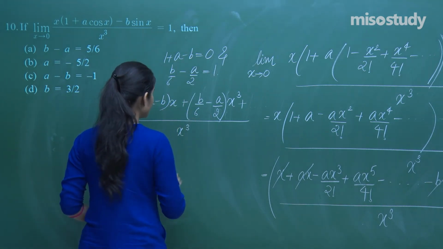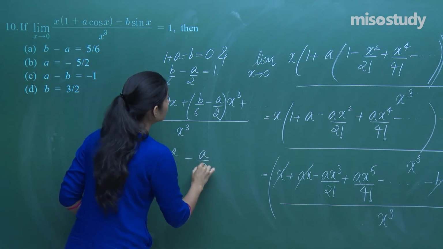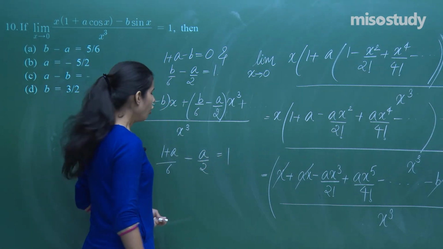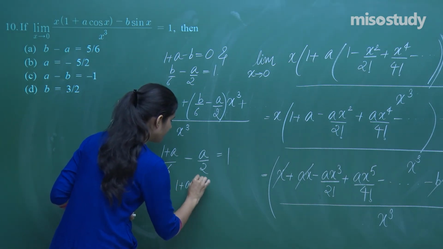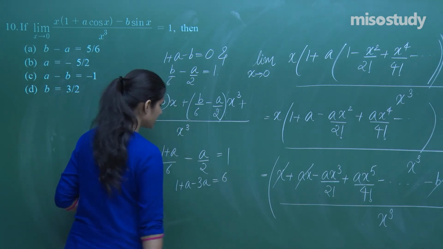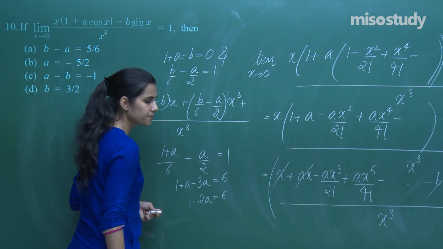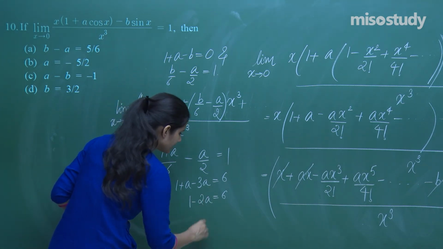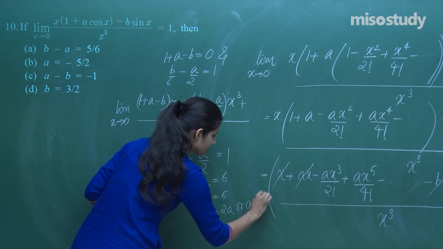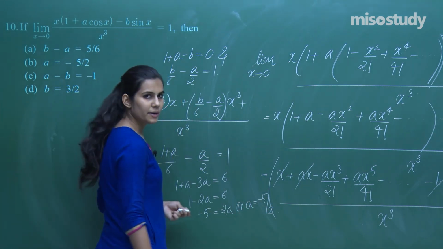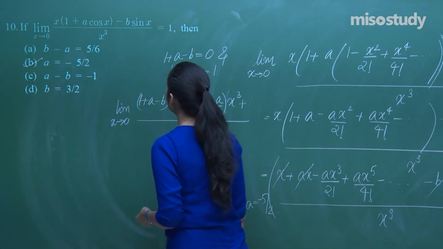If b is 1 plus a, so you are getting 1 plus a by 6 minus a by 2 equals 1. Or you are getting 1 plus a minus 3a equals 6. So you are getting 1 minus 2a equals 6. So you are getting 1 minus 6, that is minus 5 equals 2a, or a is minus 5 by 2.